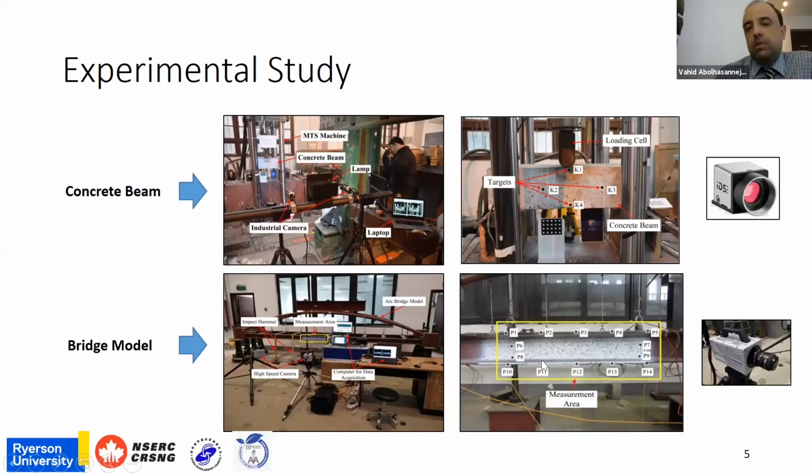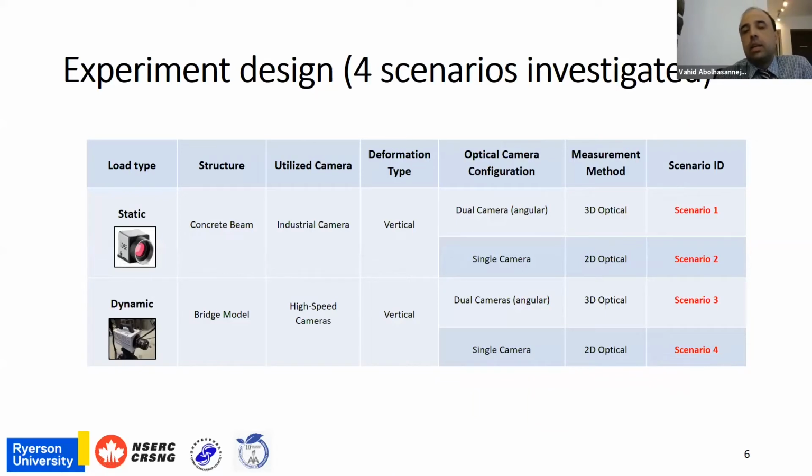According to these 2 experiments, we have defined 4 scenarios to be investigated in this study, which is explained in the next slide. So in this table, you can see the different scenarios. In the first and second scenarios, we have used the industrial camera, the IDS camera, to measure the static deformation of the concrete beam structure, measuring vertical deformation, with 2 types of camera configuration: dual camera configuration and single camera configuration, which are called 3D optical and 2D optical methods, respectively.